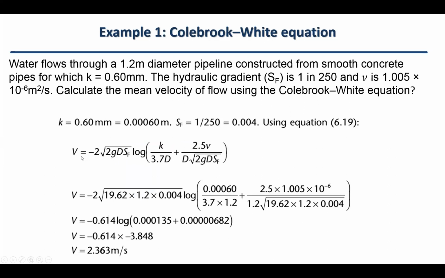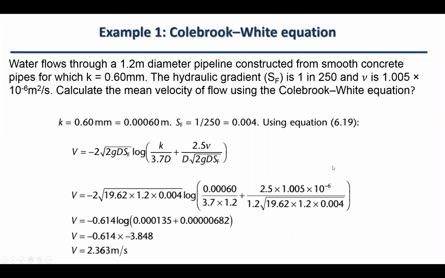And once we have this equation, let's look at it. Velocity is the unknown here. We need to calculate the mean velocity of the flow. On the right-hand side, D is the diameter, so we have the diameter 1.2 meters. S_f, we have that one here. And inside the log, we have k, which has been calculated in metric units, and D. ν has already been given to us as the viscosity, and D and S_f, all of the values we have.